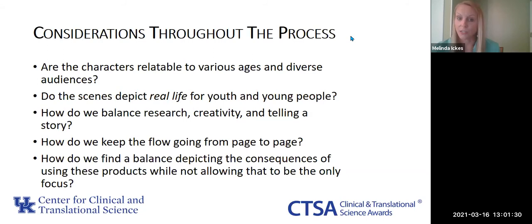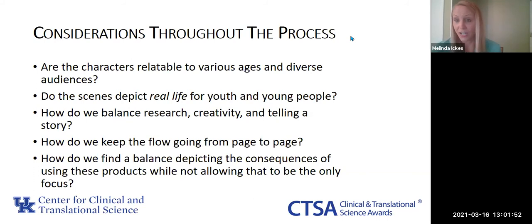Are the characters relatable? So obviously we're trying to touch youth and young adults. Do the scenes depict real life for youth and young people? We had conversations like, are they at a party? Are they studying in the library? Are they going for coffee? Things that youth and young people tend to do. How do you balance research, creativity, and telling a story?